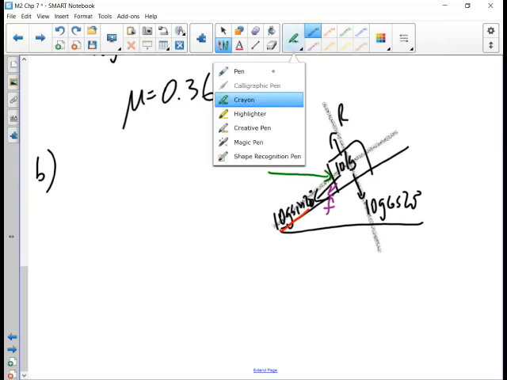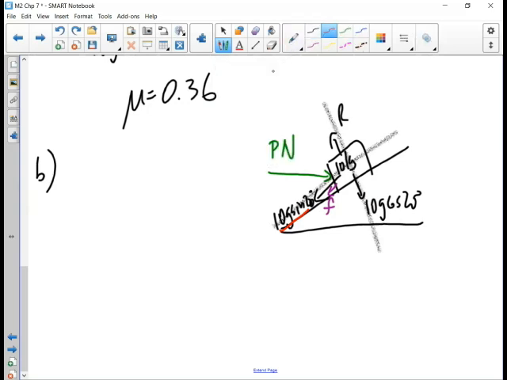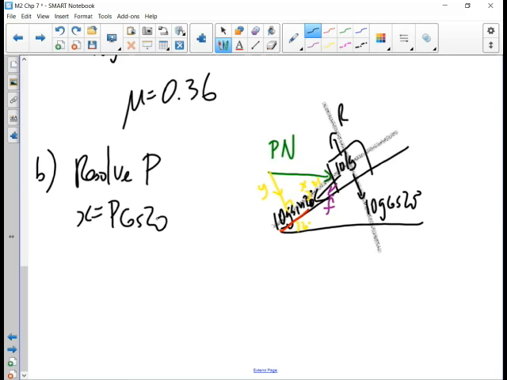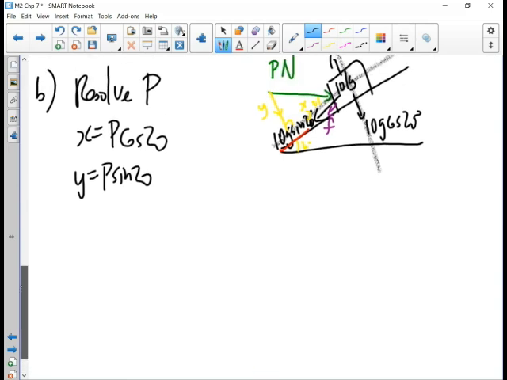You tell me, any force need to be resolved? Yes, P Newton need to be resolved. So P Newton, let me here. So y going down, x going up. That degree is 20 degrees there. So I'm going to resolve P. First step, resolve P. I'm not going to draw the diagram, draw a triangle this time. So x equals P cos 20 and y equals P sin 20. Next step, the force diagram.